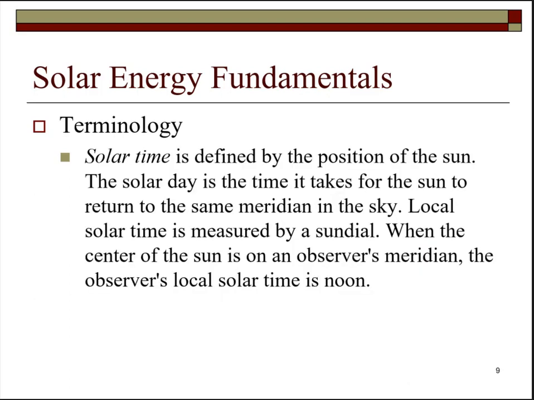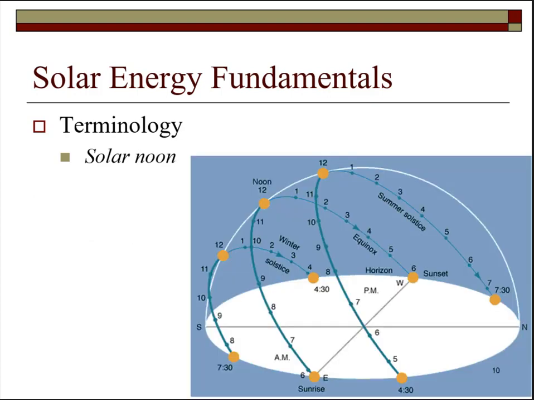Solar time is defined by the position of the sun. There is a difference between solar time and clock time. Solar noon happens when the sun is directly overhead. A line connecting a point on the Earth and the sun would point directly south at solar noon at that location. Solar time is shown here.